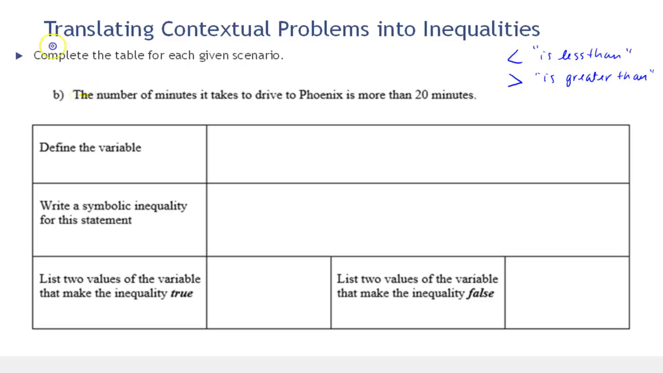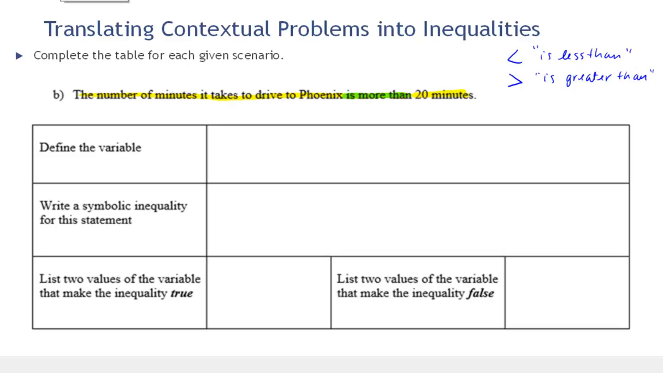The number of minutes it takes to drive to Phoenix is more than 20 minutes. Notice I stopped at "is more than." I'm going to highlight that a different color. When you see "is" or "was," that's usually indicating the type of connective you're going to use. Okay. So first, let's define our variable.